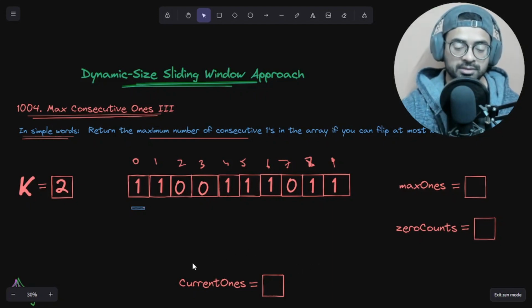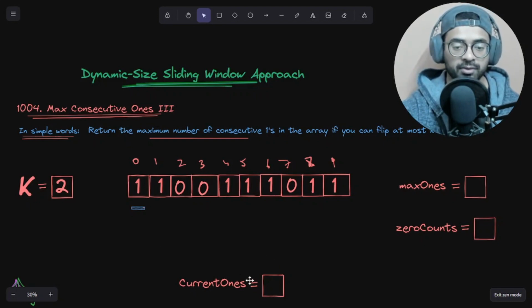Or at least equal to k. The zero count should not be greater than k. Why? Because at a given time we can only flip k number of zeros in order to make a consecutive ones subarray or series.